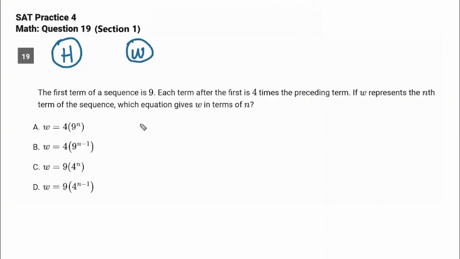This problem is also a function. It's like an old school function. Can you follow these directions? First term is 9. That's the first term. What's the second term? Well, it says each term after the first term is 4 times the preceding term. Can you follow directions? Can you do 9 times 4? You can do it. It's 36.